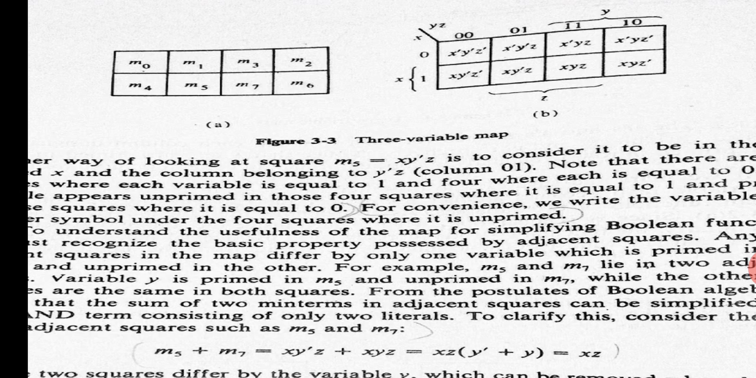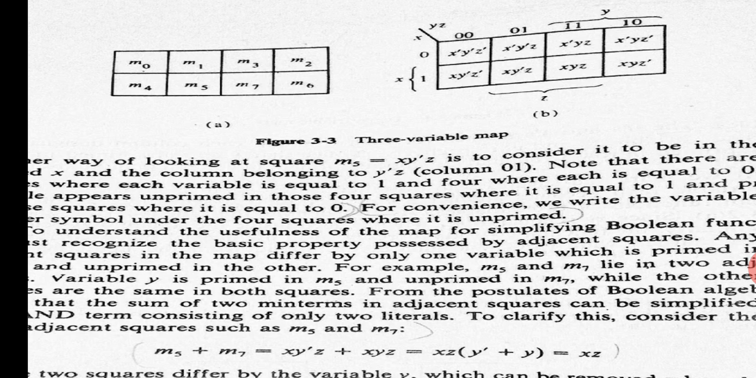Now if you see image B, you have x and yz. x will take the binary values 0 and 1, and yz will take 4 values: 00, 01, 11 and 10. Based on that, the cell value will differ.